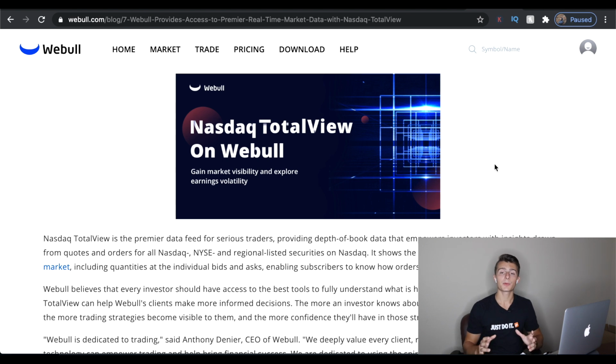So essentially with TotalView, you're going to see the full order depth, okay, like the bids, the asks, where there is buying pressure, where there is selling pressure, if that makes sense. So with level 2, you're really able to see a lot of different things, but TotalView goes a little bit deeper into level 2, and I think that's pretty cool. And here's an example of TotalView and what it actually is.